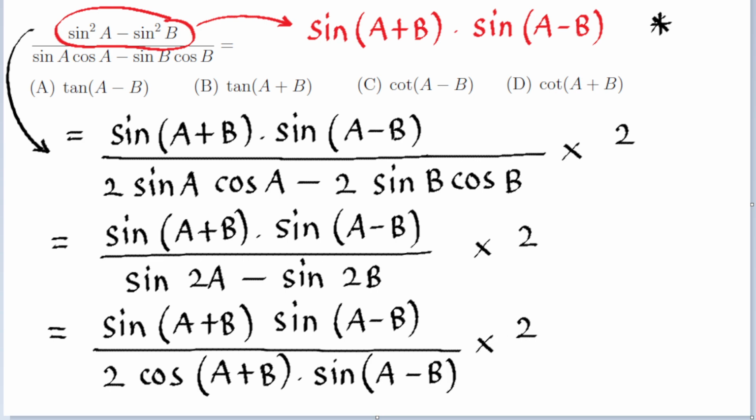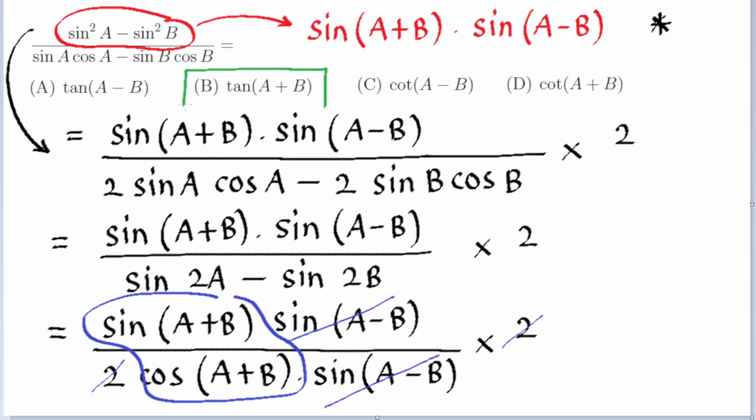So we observe that the factor of 2 gets cancelled, and similarly the factor of sin of a minus b also gets cancelled, and thereby we are left with sin of a plus b upon cos of a plus b. So clearly that is tan of a plus b. So the final answer is option B.